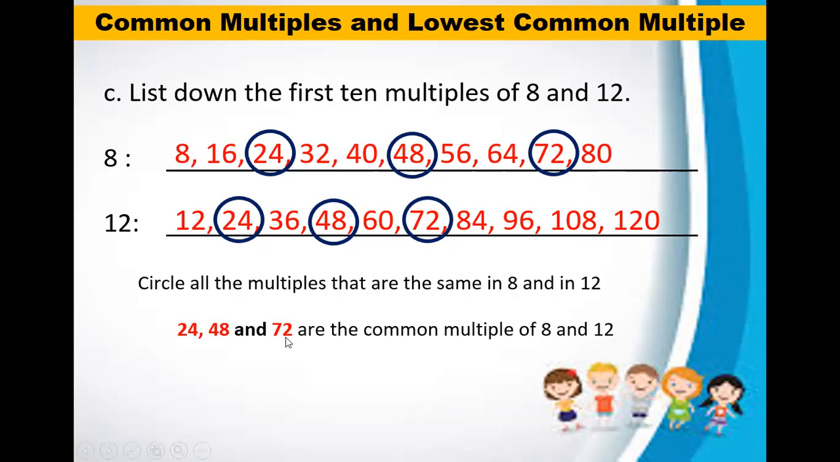Now, from the common multiples, what do you think is the lowest common multiple or the LCM? Correct, it's 24. Okay, so the LCM of 8 and 12 is 24.